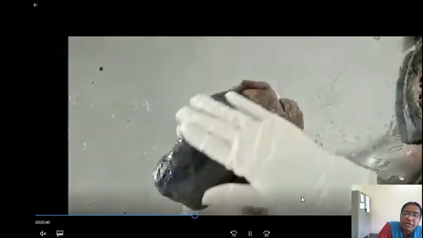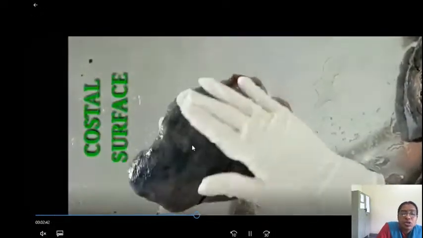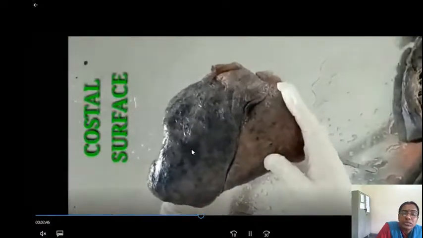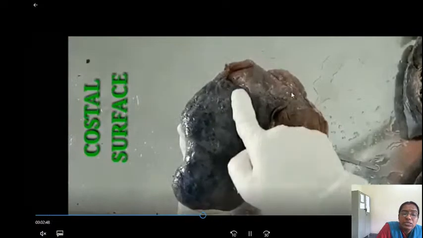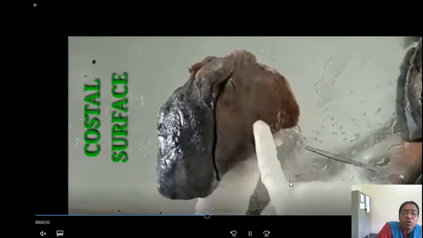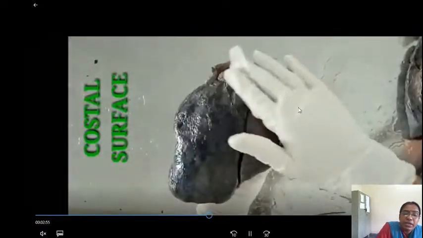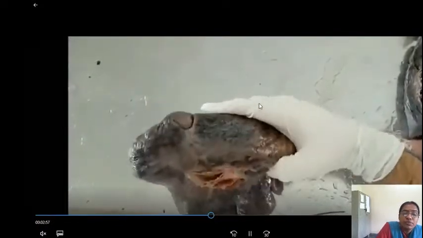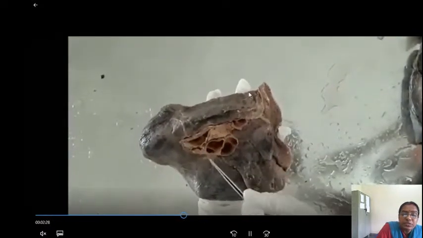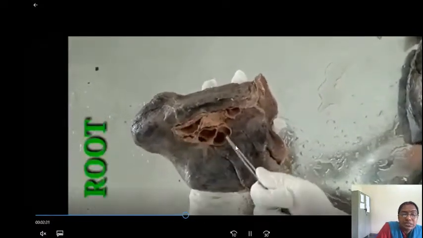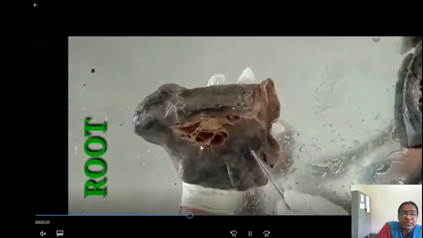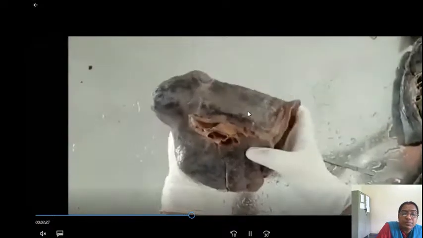After the medial surface, this surface is called the costal surface. This is related to your ribs. This surface we are seeing is the costal surface, extending from the anterior border up till the posterior border. So this whole part is a costal surface. This surface is the medial surface. Within the medial surface, you will get the root along with the hilar structures. So this is the medial surface of the lung.